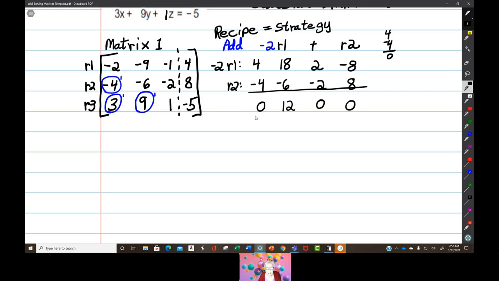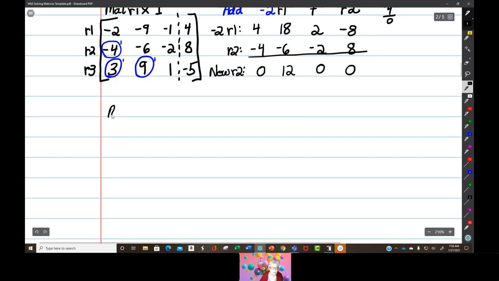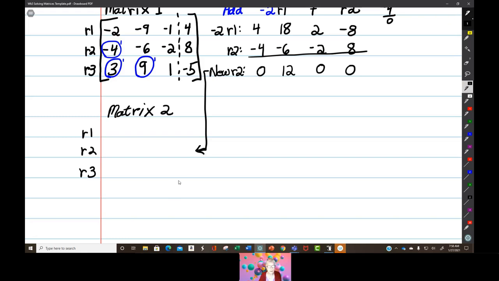Okay. Now the answer row, if you prefer, this row is going to be my new row 2. Now that can be pretty mind-blowing, but it's true. It's part of the method. Now matrix 2. Row 1, row 2, row 3. This new row 2 is going to go in right here. So I do that first so I don't forget.